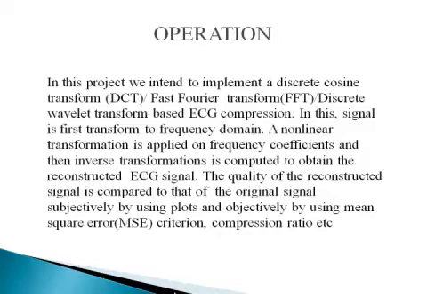The basic operation of our project is shown in the figure. In this project, we intend to implement discrete cosine transform, fast Fourier transform, and discrete wavelet transform based ECG signal compression. In this, the signal is first transformed to the frequency domain, a nonlinear transformation is applied on the frequency coefficients, and then inverse transformation is computed to obtain the reconstructed ECG signal. The quality of the reconstructed signal is compared to that of the original signal subjectively by using plots and objectively by using mean square error criterion, compression ratio, etc.